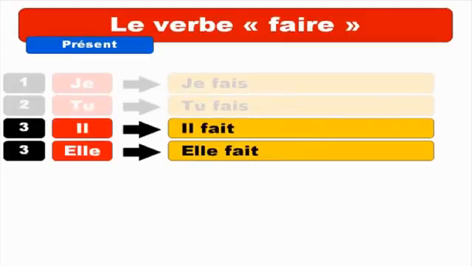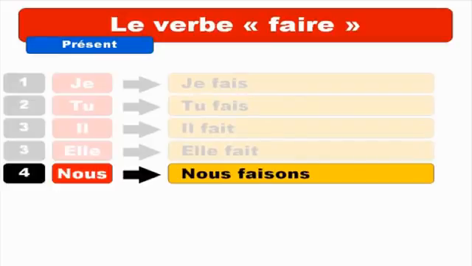Okay. And then comes il masculine and elle feminine. So il fait. Same pronunciation, so final T is not pronounced. Il fait. Repeat. Il fait. Okay, and then feminine form, elle fait. So same thing, final T is not pronounced. Elle fait. Repeat. Elle fait.